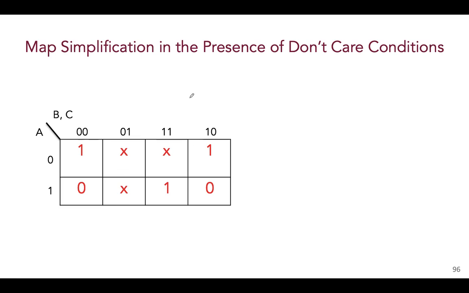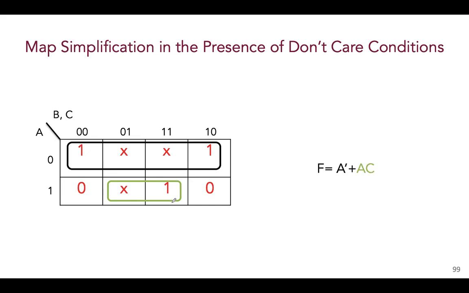So if this is the given map that we have to simplify, we start forming the groups by considering these X's to be 1s. This will be the first group, a group containing 4 1s, and this will be the second group. We're simply pretending that the X's are 1s, and then we give the names as we do. And this is how you simplify K-maps with don't care conditions.